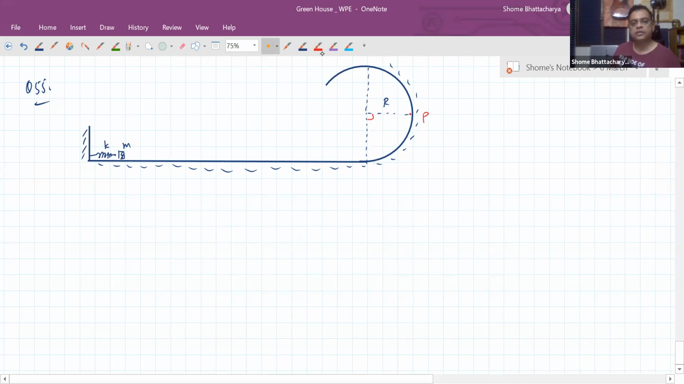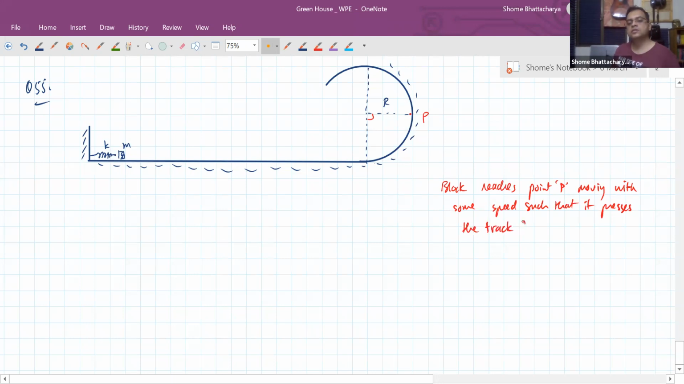This is the point P. So we want to find the condition so that the block reaches point P moving with some speed such that it presses the track, that is normal reaction, with normal reaction equal to mg, the force equal to mg. Okay, so that is what we want.